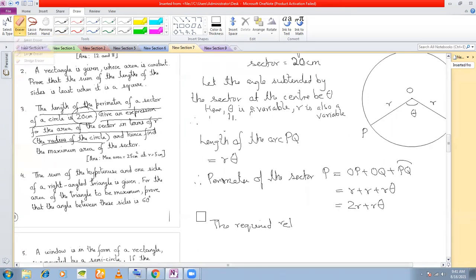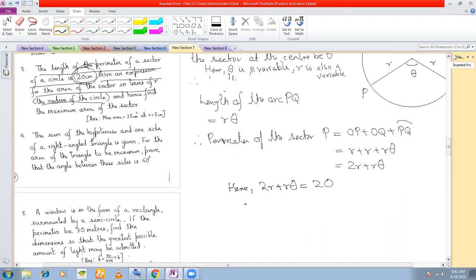And what is the perimeter given? Sorry, this is the perimeter, and what is the perimeter given? Here, 2R plus R theta is equal to 20 is given to you. So this must be equal to 20. That means you get R into 2 plus theta is equal to 20, which is the required expression. This is the expression that we are getting for the perimeter of the sector.